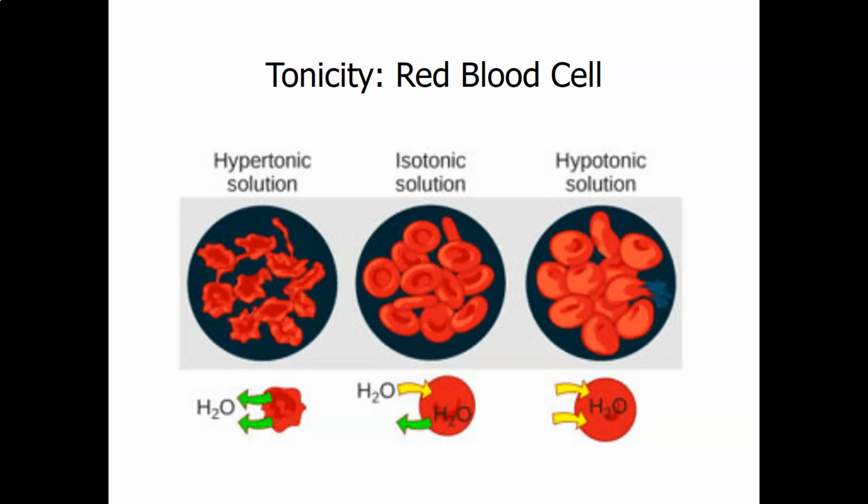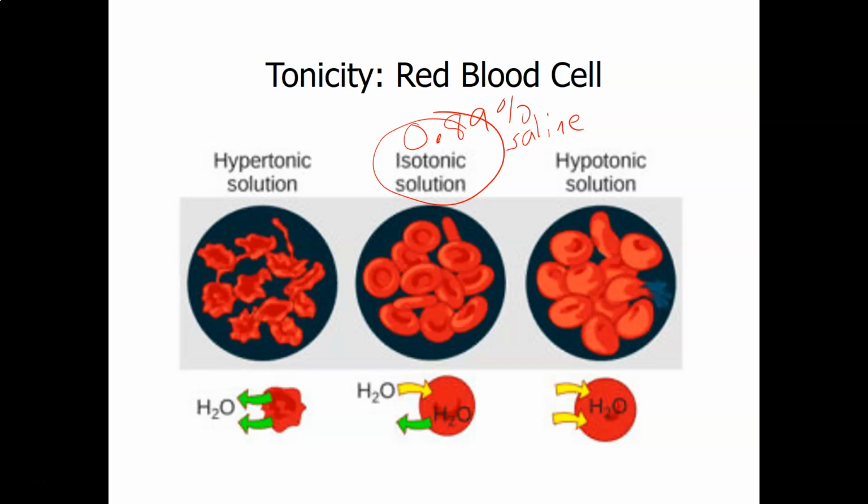Now here we have a picture of red blood cells, and I want you to look in the middle first. If red blood cells are placed in an isotonic solution, which is what you have with your IV saline solution when you go to the hospital and they give you an IV so that you can get fluid, they're not going to give you just plain water. They're going to give you a 0.89% saline or salt solution in your IV, because that is isotonic. That's the same as the concentration of salt inside the cells.